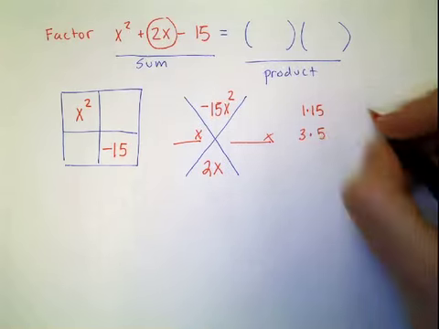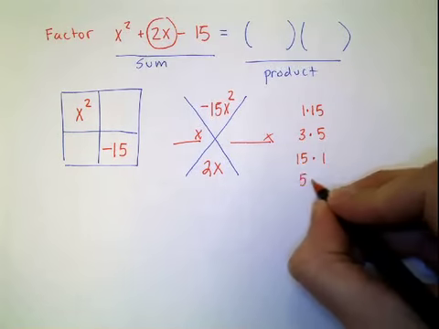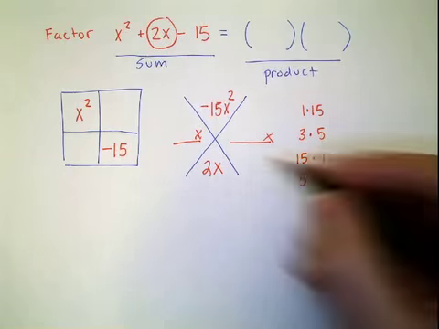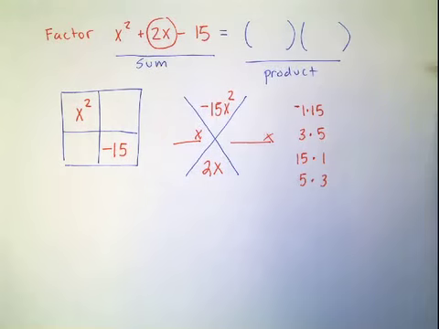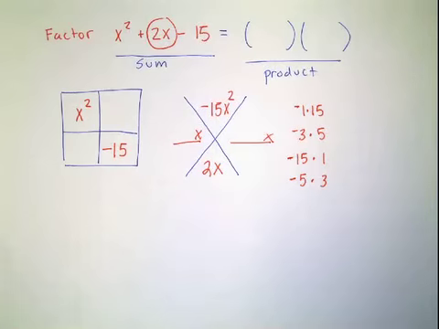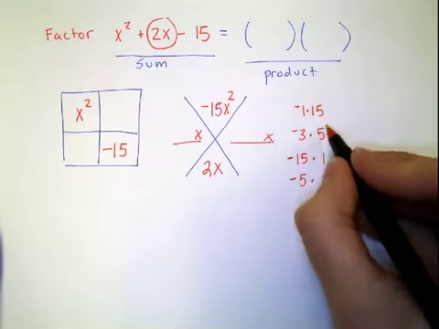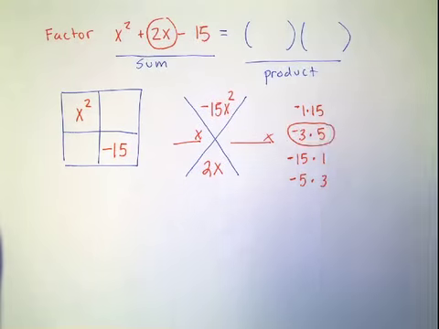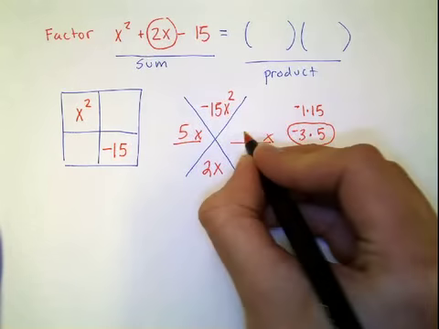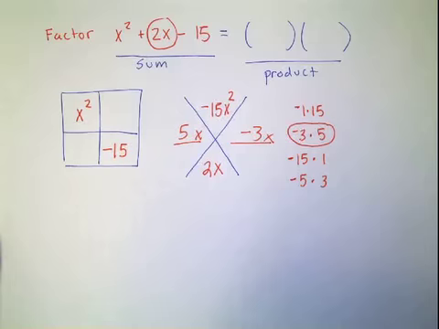That's basically it. We could reverse these: 15 times 1 and 5 times 3. But because we want a negative 15, we could do negative 1 times 15, negative 3 times 5, negative 15 times 1, or negative 5 times 3. That's it for options. So pick the one that's going to give you 2x. So let's see here. 2 could come from 5 and a minus 3. If I use a 5 and a minus 3, 5 minus 3 is 2. Okay, so those are our numbers.